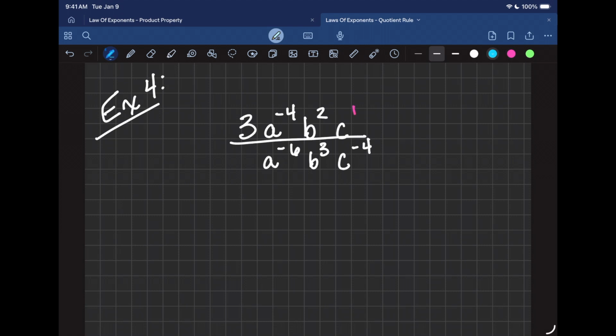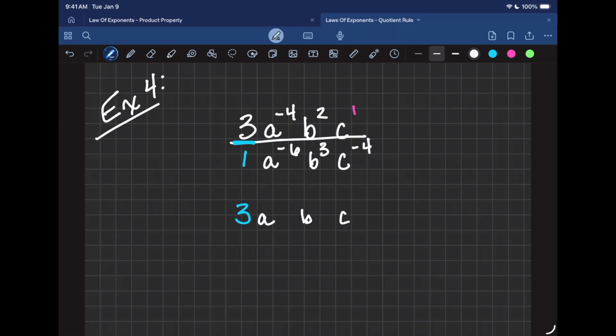And now looking at those coefficients, we have 3 here. I don't see anything at the bottom. You can remember that as 1. So 3 divided by 1 is still 3. And now writing my bases, we have 3 of them this time. We have A, B, and C.